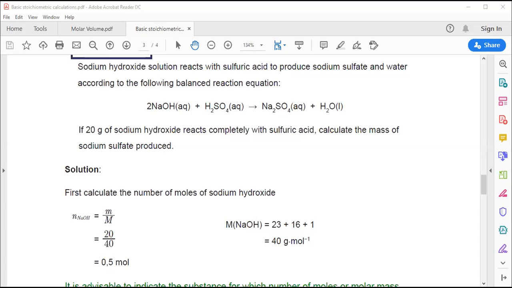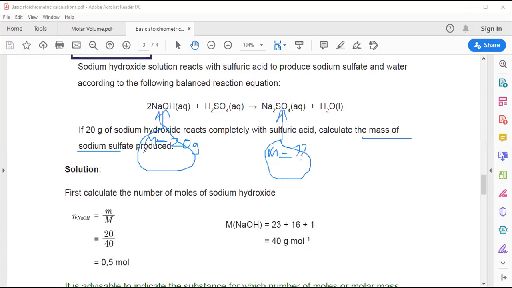All right. So what are you given here? We are given the mass. So I've got mass here for sodium hydroxide, 20 grams. And what am I supposed to get? I'm supposed to calculate the mass of sodium sulfate. So I need to calculate the mass of this sodium sulfate. I need the mass. So I need to move from sodium hydroxide to sodium sulfate.